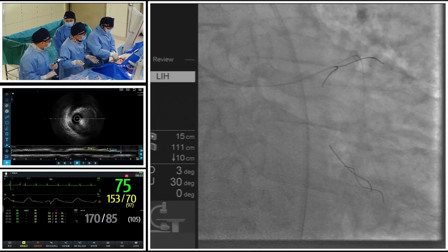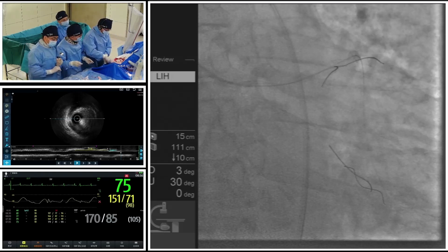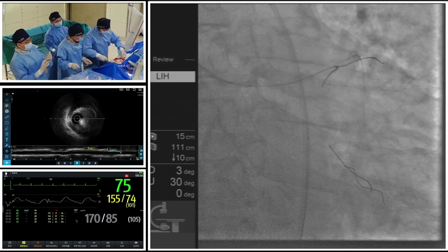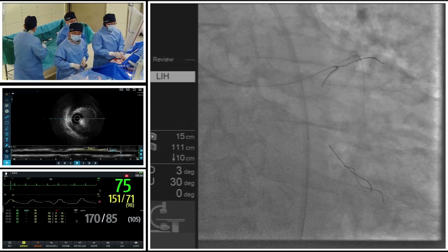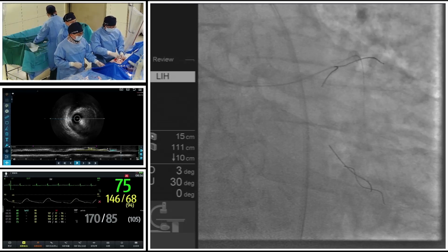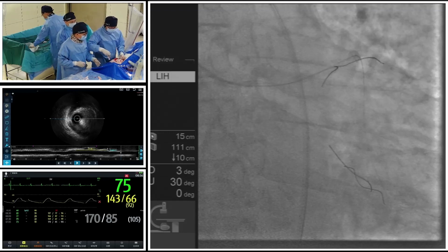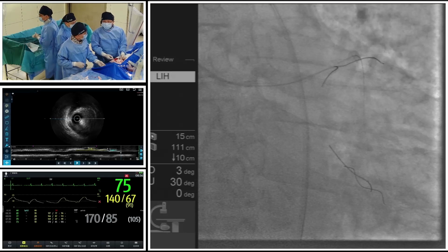So yes, to answer the questions of the audience online, the IVL system usage in this patient at the distal left main bifurcation has reduced the risk of following up with a 1.75 burr or 2 millimeter burr usage, reducing the risk of rotablation in this case. So this is the advantage of the IVL system in this case.